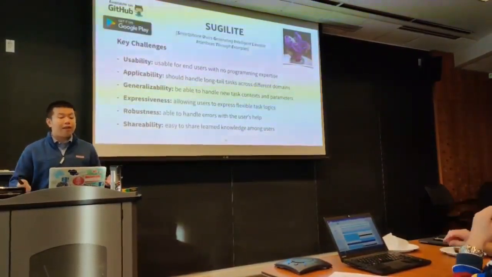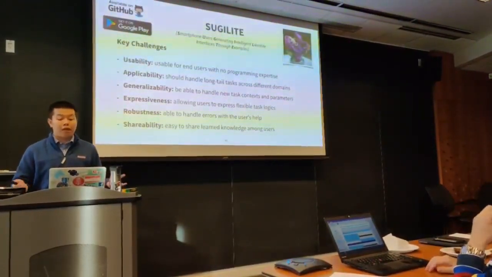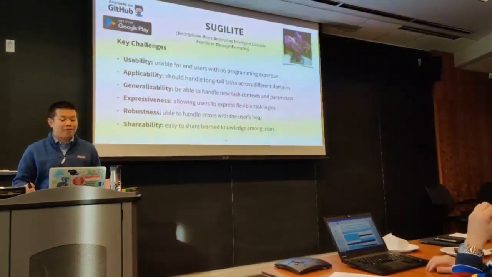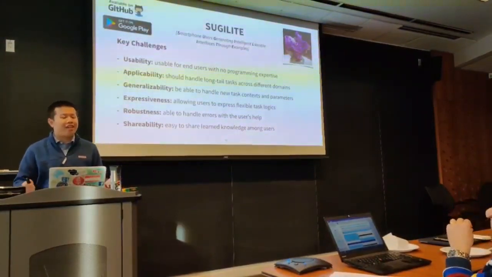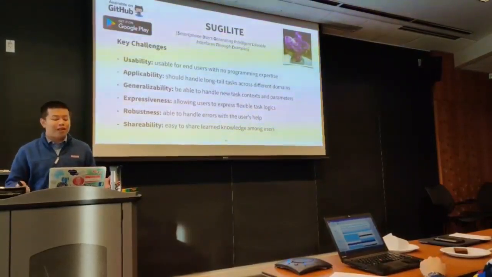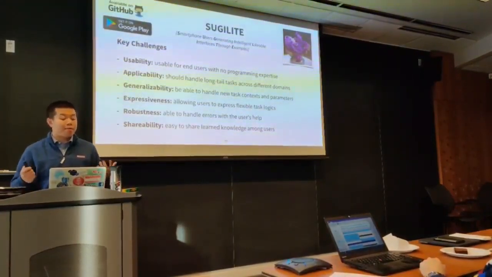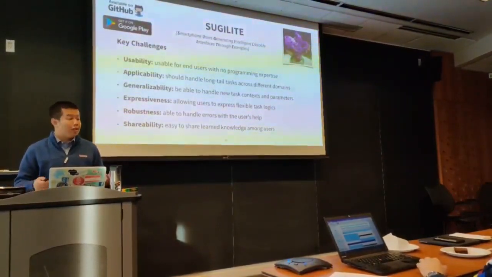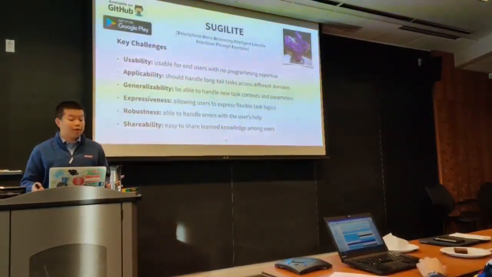We have designed and implemented a system named Sugilite. It's named after a purple gemstone that looks like that. And it's short for smartphone users generating intelligent, likable interfaces through examples. Sugilite is an end-user programmable task agent for task automation. The system is also open sourced on GitHub.